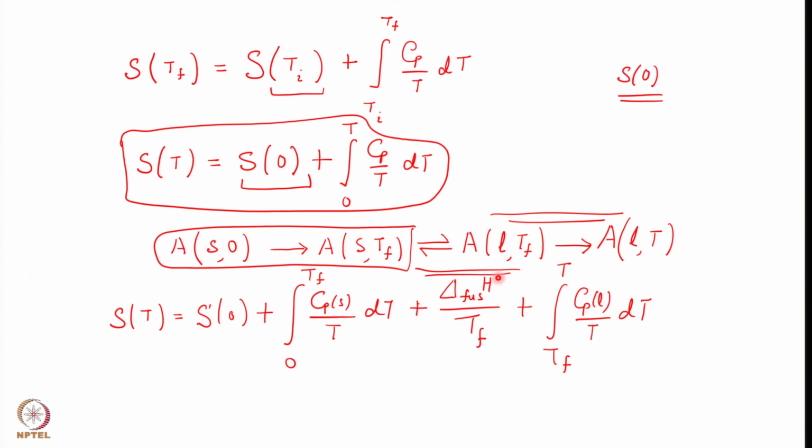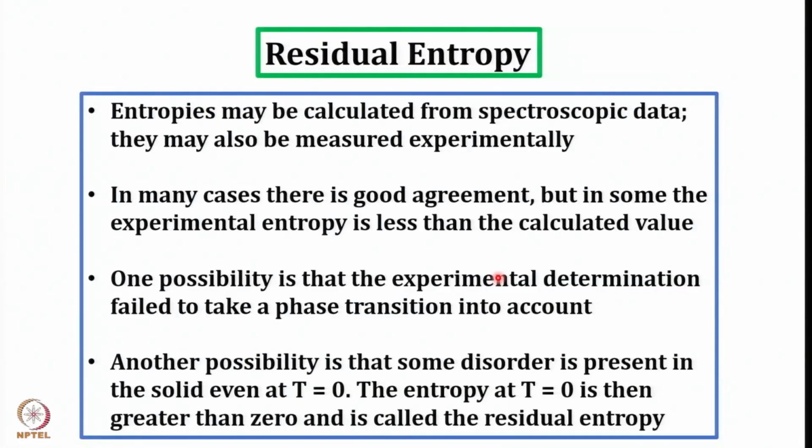Remember that the phase transition does not necessarily have to involve conversion of solid to liquid, liquid to gas, etc. There can be phase transitions within the solid itself. For example, sulfur orthorhombic and monoclinic, carbon diamond form and graphite form, both are solid forms. So if there is a phase transition within a solid, and if we somehow ignore that, then our experimental value will be lesser than the theoretical value. So going back to the comments, one possibility is that the experimental determination failed to take a phase transition into account. So what is another possibility?